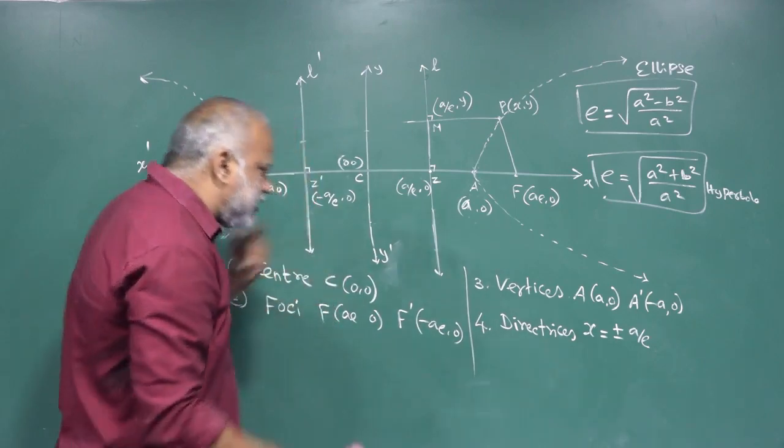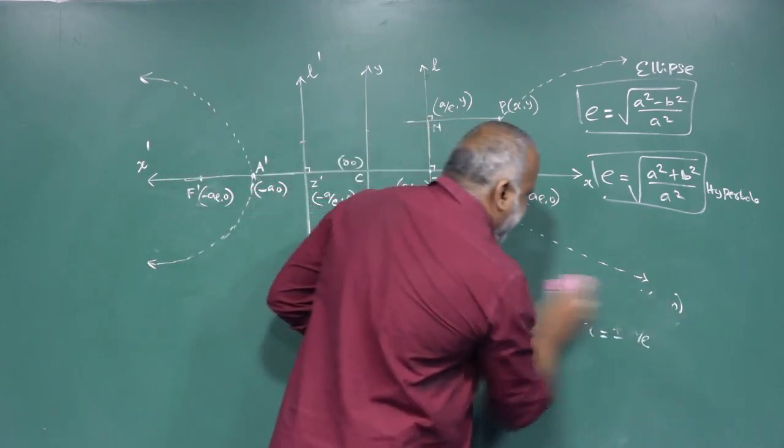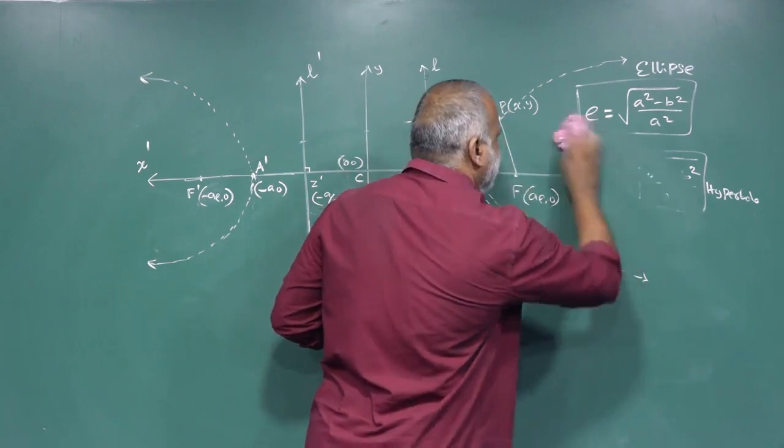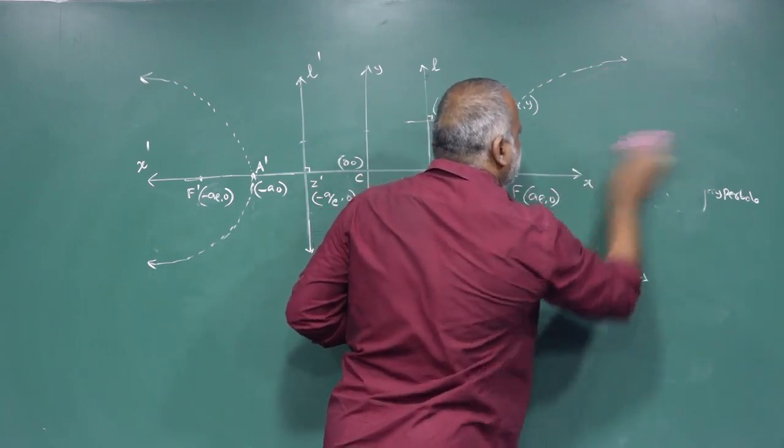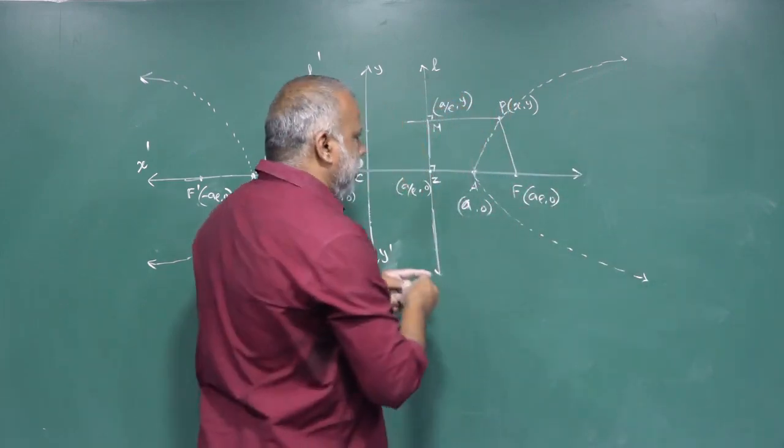Now what are the changes here? See now, A dash equals 2a. That is the same result as in your ellipse also. A dash equals 2a. See this one.